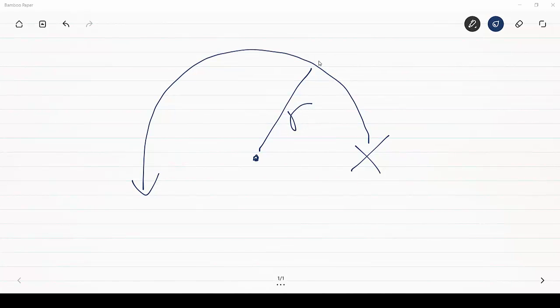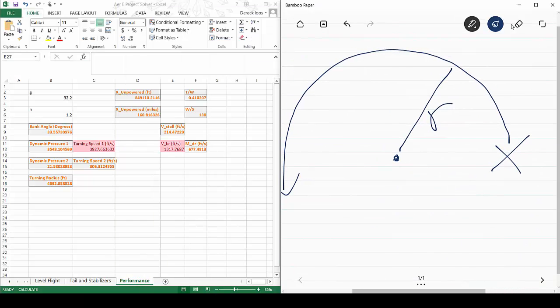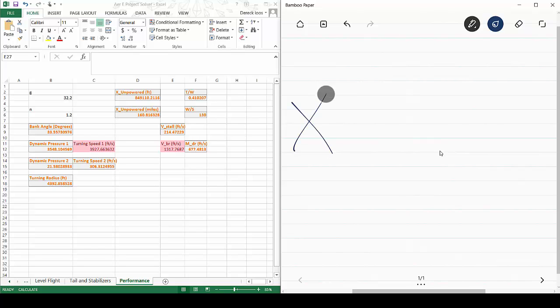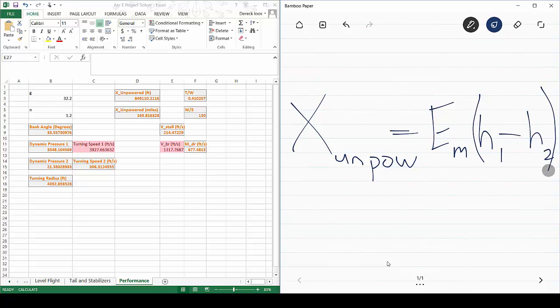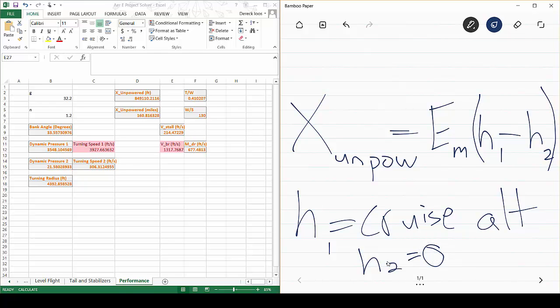And lastly, x unpowered, which is the distance the airplane will be able to travel if the engines were cut. So let's say the engines get turned off, how far is the plane going to glide, essentially? And actually, we can solve for that right now. The equation is x unpowered equals EM multiplied by height 1 minus height 2. And since our height 2 is going to be 0, so how far could it glide until it reaches the ground, we're just going to call h1 our cruising altitude, and h2 we can say is 0. So if you take a look here, x unpowered is equal to EM right here multiplied by my cruising altitude.